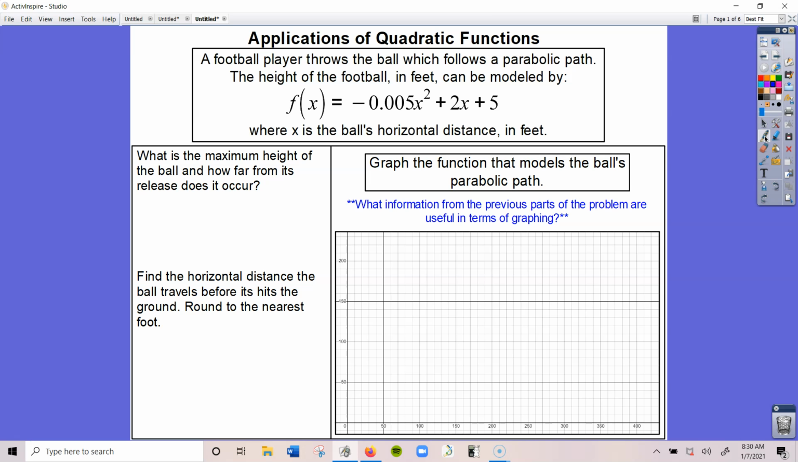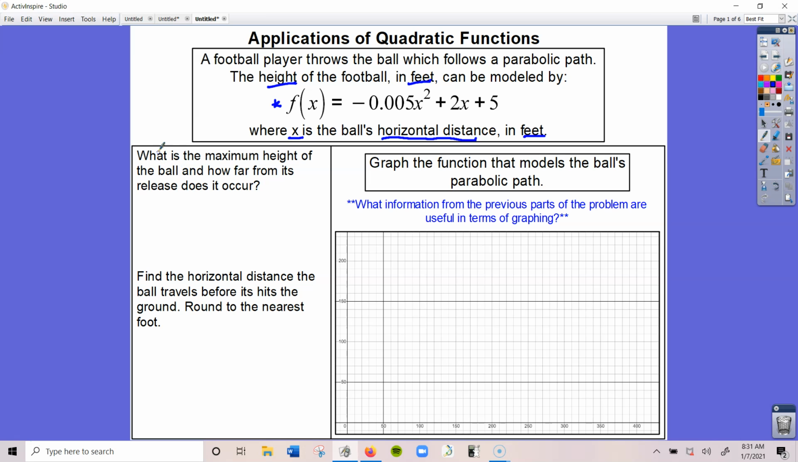In this particular example, we are given that a football player throws the ball which follows a parabolic path. The height of the football in feet can be modeled by f of x equals negative 0.005x squared plus 2x plus 5, where x is the ball's horizontal distance in feet. That's just so you understand our axes here. x represents the horizontal distance that the ball travels, and y represents the height of the football.